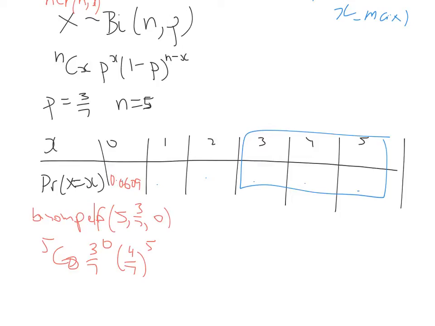From there, we continue to change our value. For this point here, we have binomPDF, and for this value, we'd have 5 as our n, because that's the same. 3 over 7 is still the same, because that's our probability of success, and we'll have 1. And in doing so, we'll find that we have 0.2285. And as we keep going, we'll find that our table is populated.